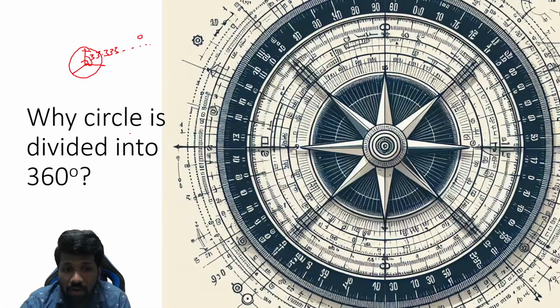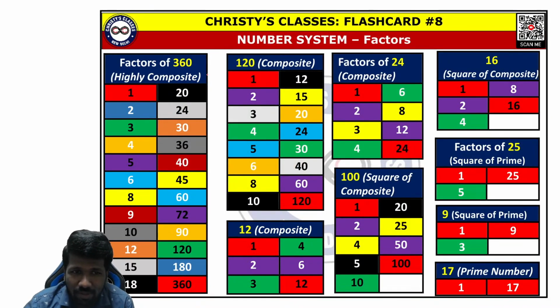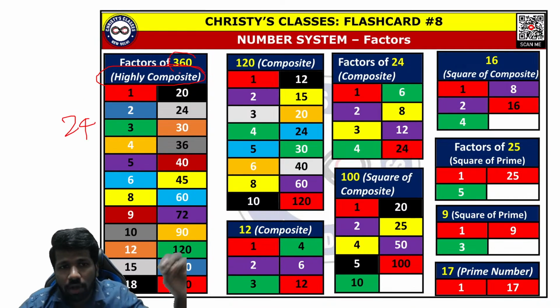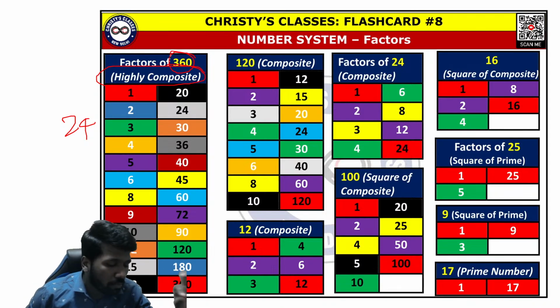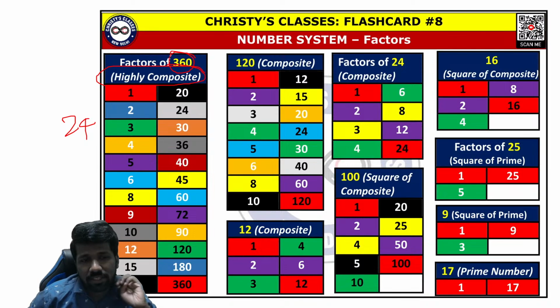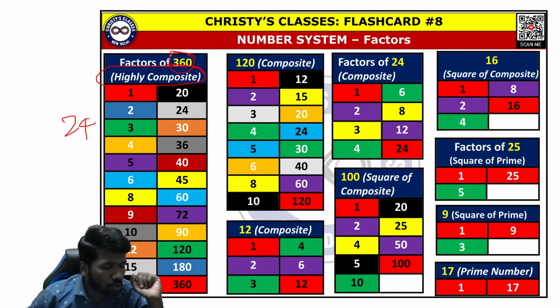And 360 is also called a highly composite number. That is not very important, but it is good to know. Composite numbers we discussed in the types of numbers chapter, na? Highly composite means when a number has more factors than any other number below that, that is called a highly composite number. Like 360 has 24 factors, no other number below 360 has 24 or more factors. That is why 360 is a highly composite number. That definition is not very important, but it is good to know.